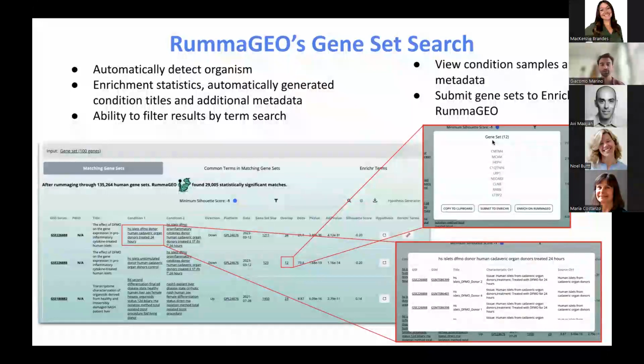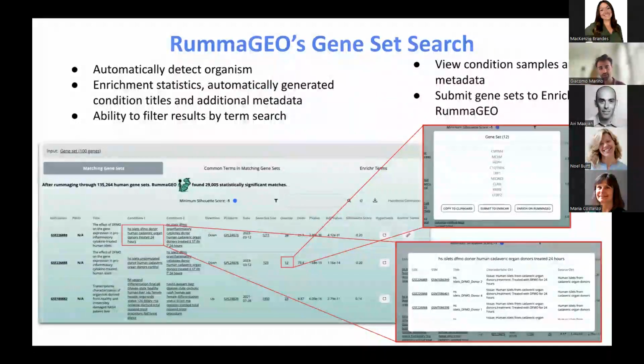After you submit a gene set, we'll automatically detect the organism. So that's either human or mouse, depending on the gene symbol. So there are separate backgrounds for those. And then you'll be served with these matching signatures with the enrichment statistics.